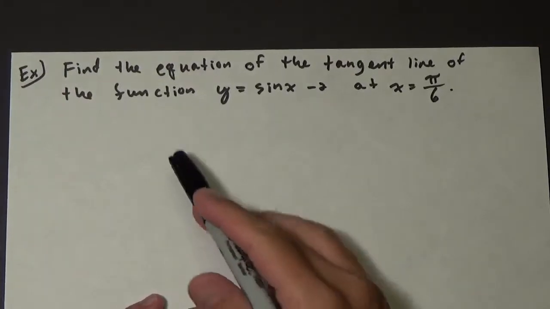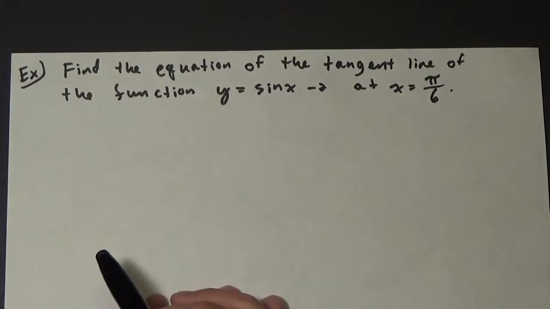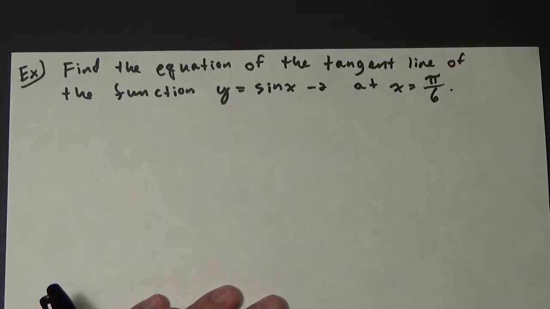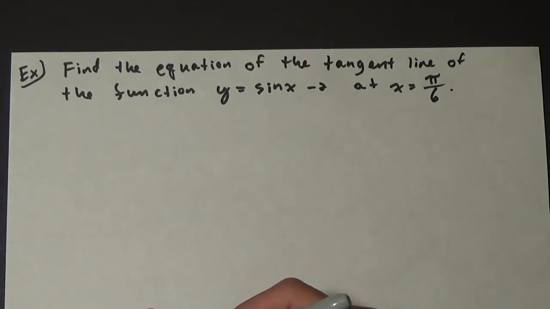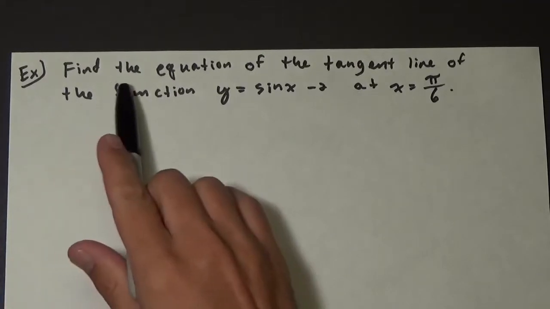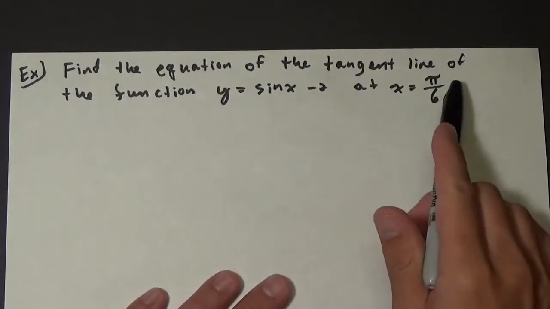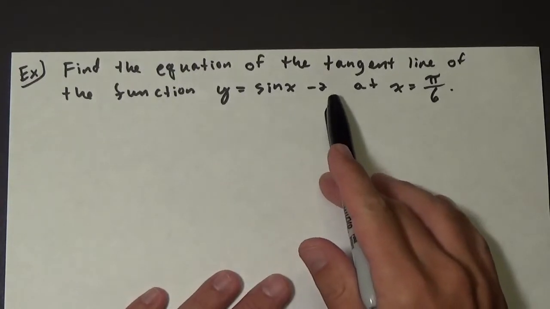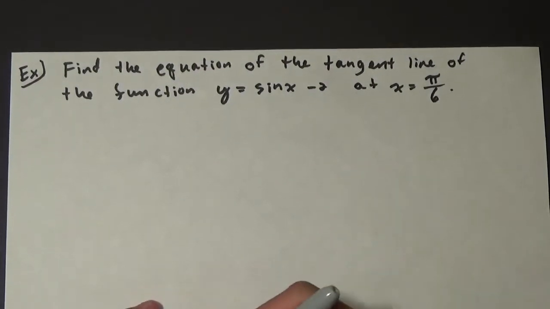In this video, we're going to do an example using our new rules and solve this tangent line problem. And then we're also going to look at a technique to help us find derivatives that's very useful. So first, the example problem. We want to find the equation of the tangent line of the function y equals the sine of x minus 2 at x equals pi over 6.